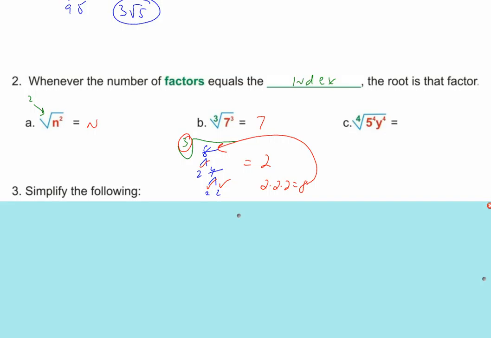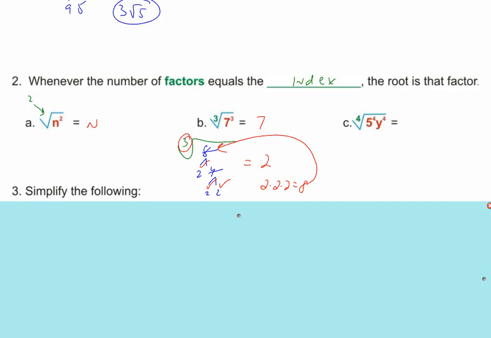What's the cube root of z to the 8th times z to the 8th times z to the 8th? Z to the 8th. There's 3 of them. And whenever there's 3 of them, the cube root is it. Whenever there's 2 of them, the square root is it. All right? What's the square root of t to the 10th times t to the 10th? T to the 10th. There's 2 of them. The square root is it.